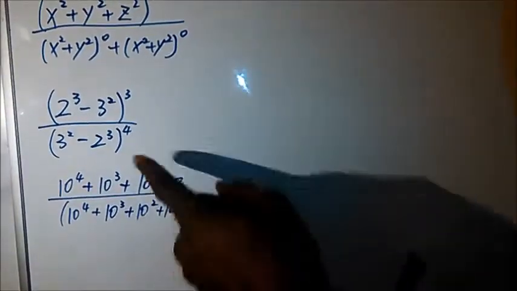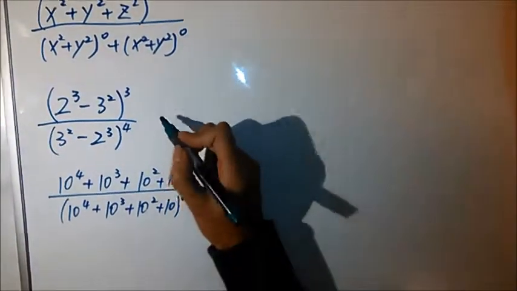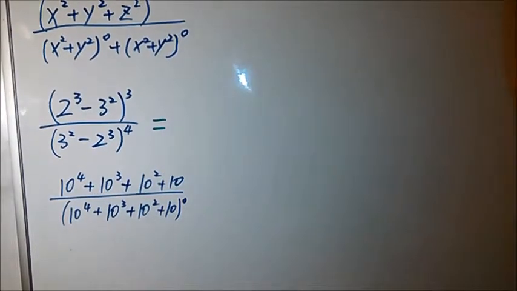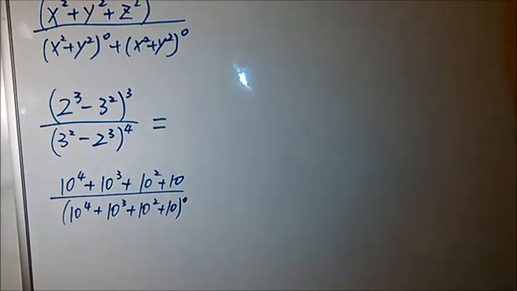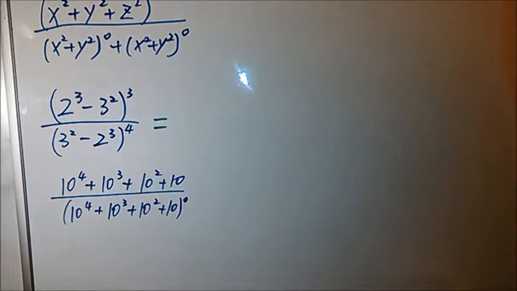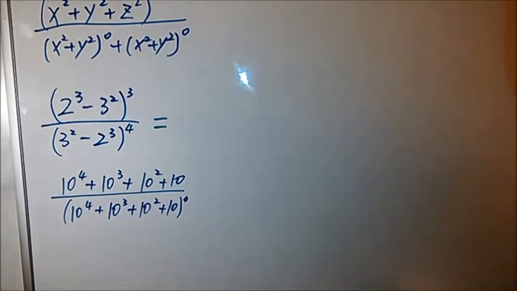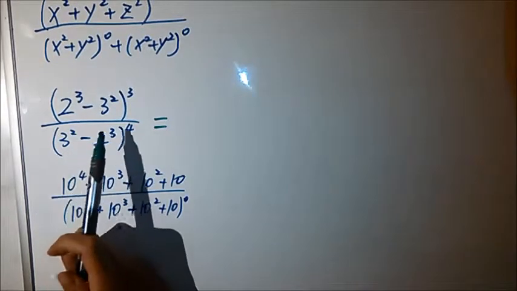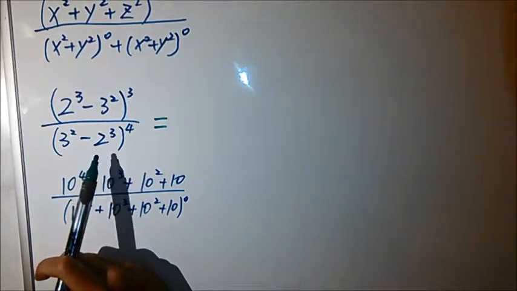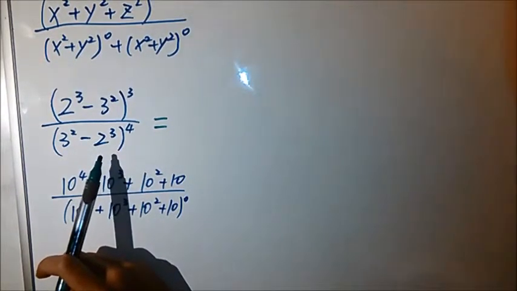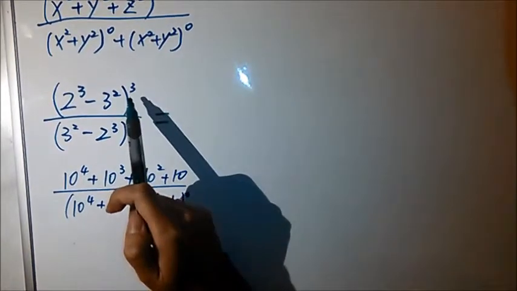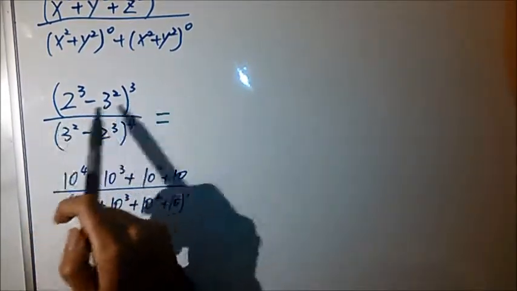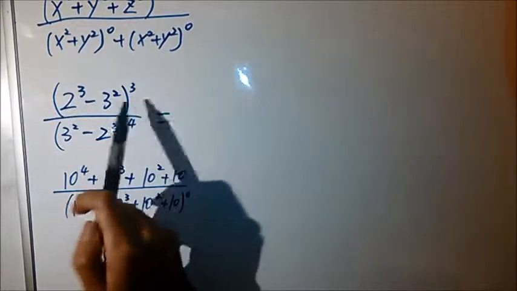Okay, we're going to start with this one. We have inside the parentheses in the numerator 2 cubed minus 3 squared, all cubed. Now, we can try to do the power rule, but you see the problem with the power rule. We can try to distribute the exponent of 3 into these two constants here, but we can't.